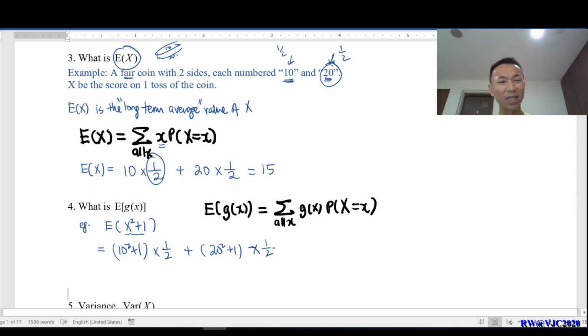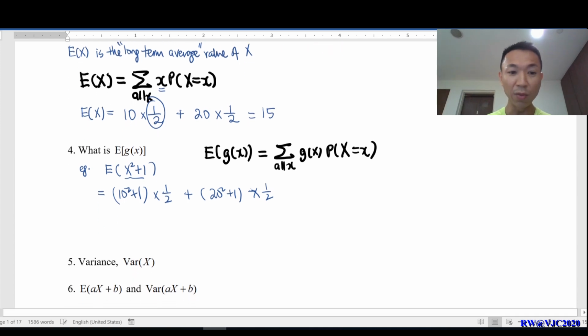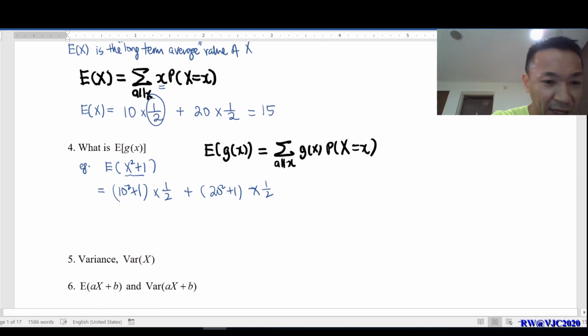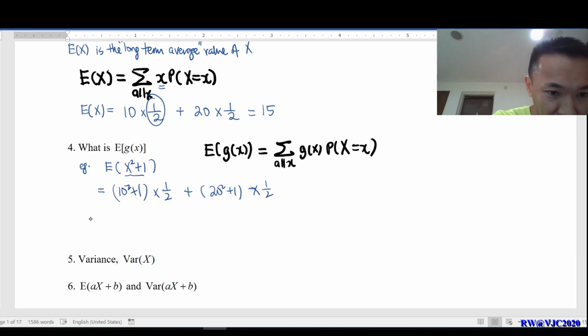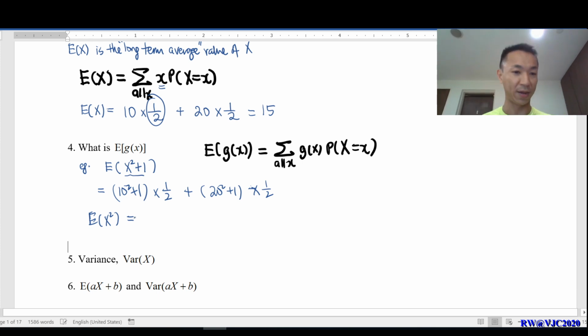Then you say, hey, what is the use of finding the expected value of x squared plus 1? I don't know. Maybe you want to find something, but doesn't matter. But what is important, very useful, is we will want to find the expected value of x squared. Later on we'll realize. That means the long-term average value of x squared.